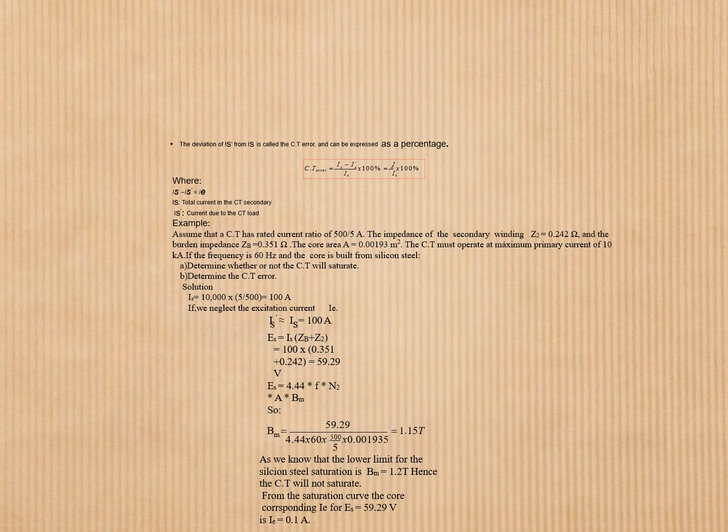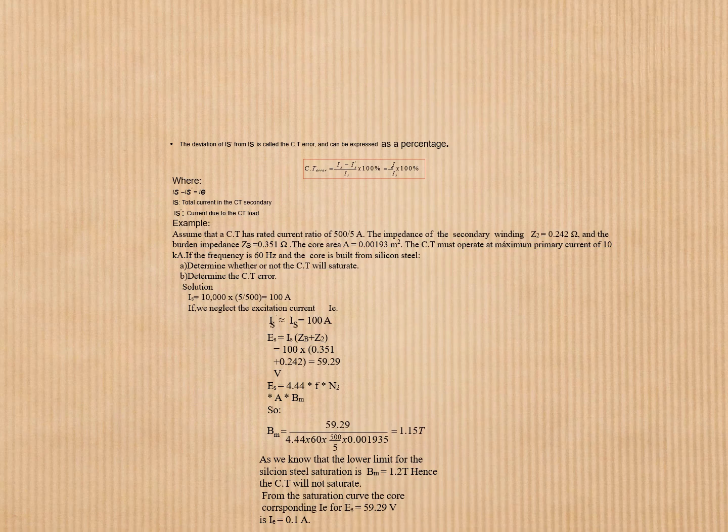A. Determine whether or not the CT will saturate. B. Determine the CT error. Solution: Is equals 10,000 into 5 by 500 equals 100 A. If we neglect the excitation current, Is equals 100 A. Es equals Is into (ZB plus Z2) equals 100 into (0.351 plus 0.242) equals 59.29 volts.